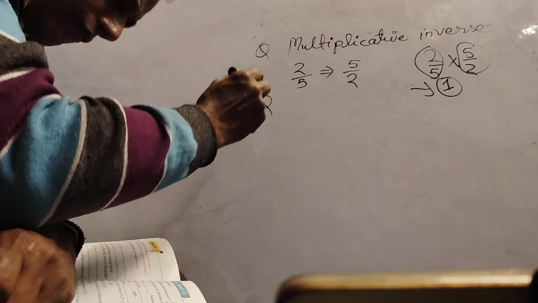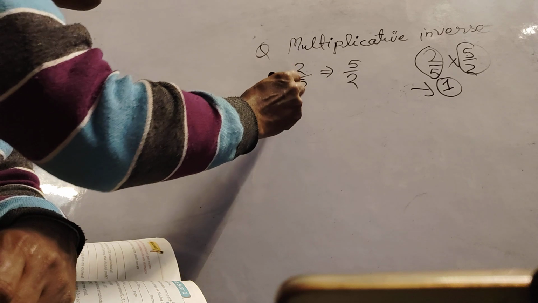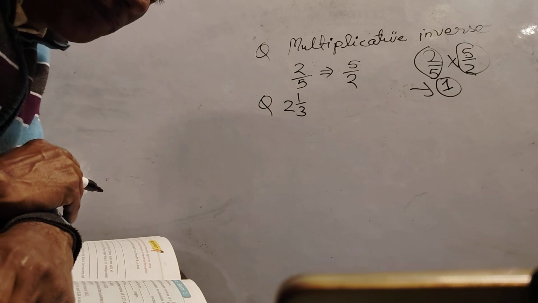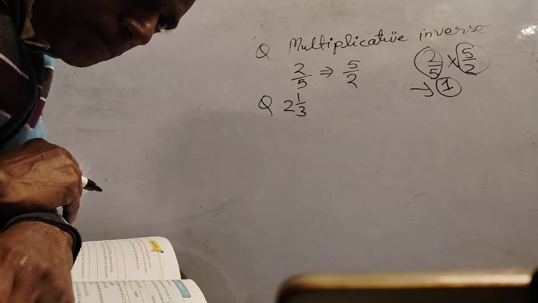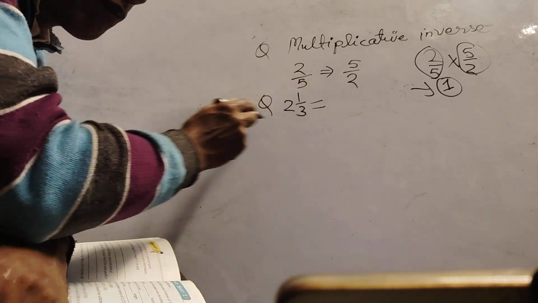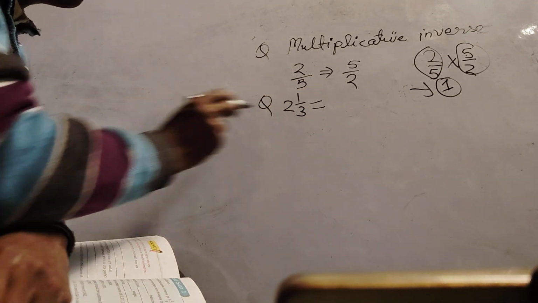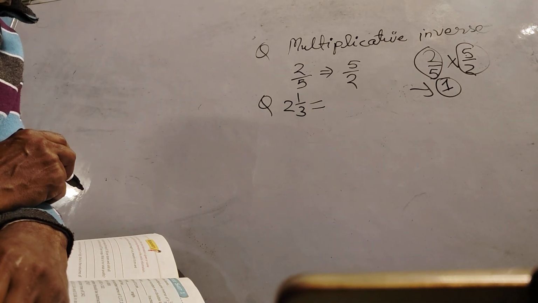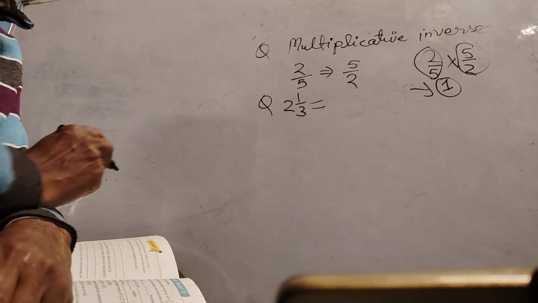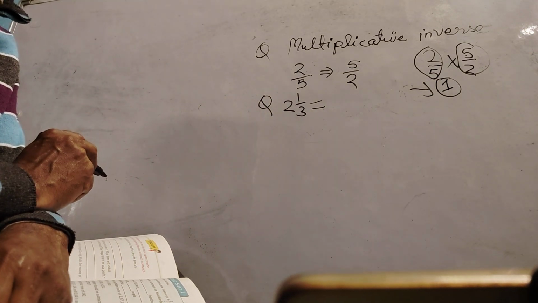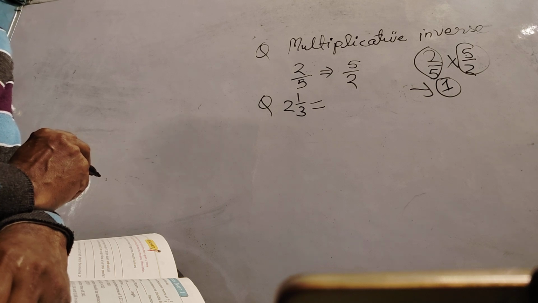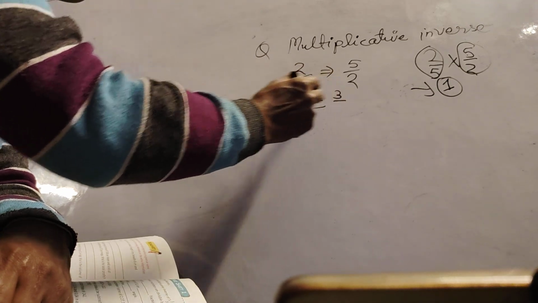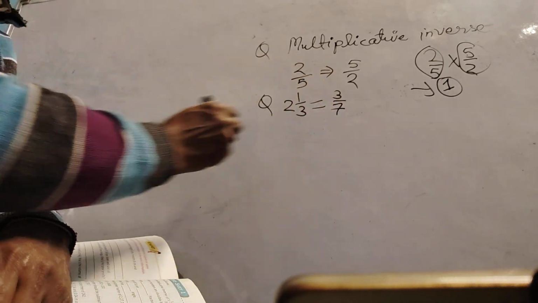So can you try the multiplicative inverse of 2 complete 1 over 3? Will it still be a mixed fraction? This is a mixed fraction, 2 complete 1 over 3. In that case, we first convert into an improper fraction. 2 times 3 is 6 plus 1, 7 over 3, so the multiplicative inverse is 3 over 7.